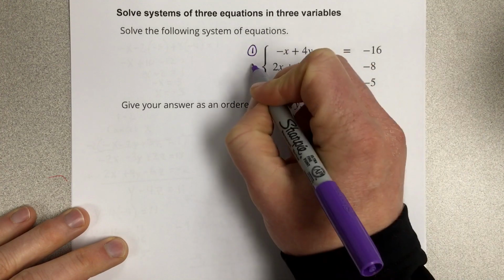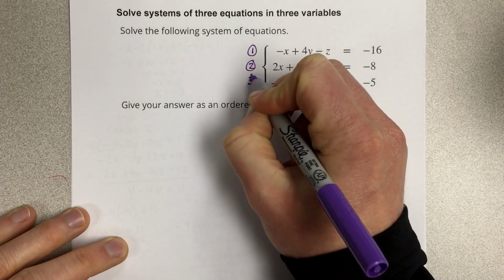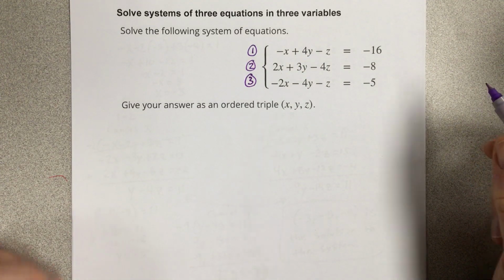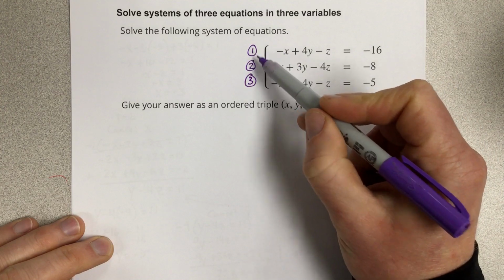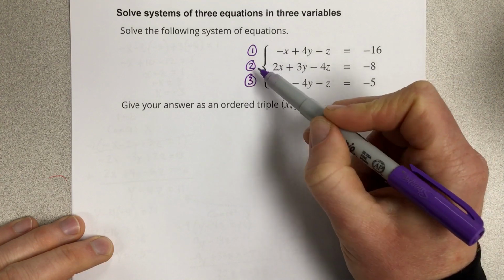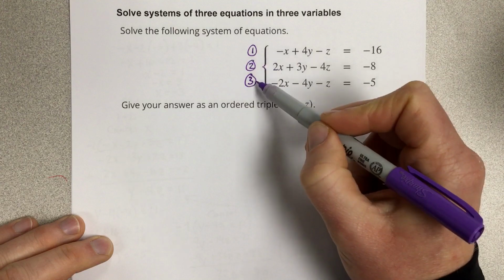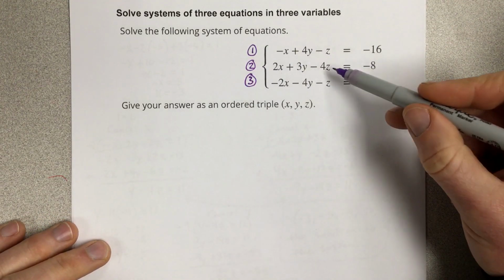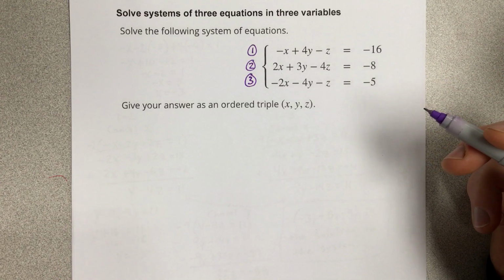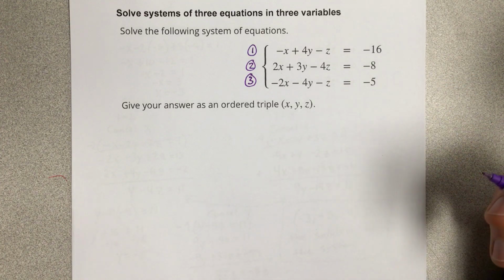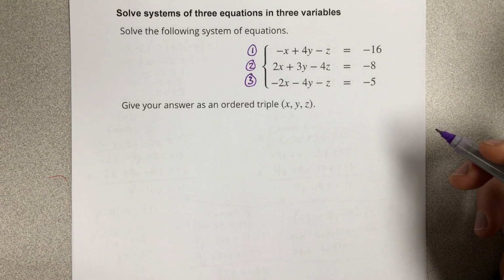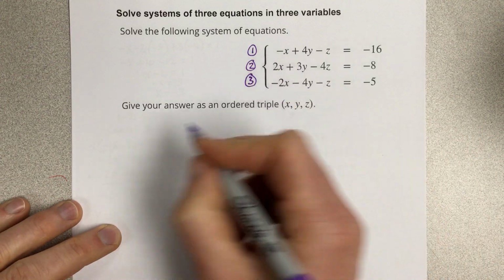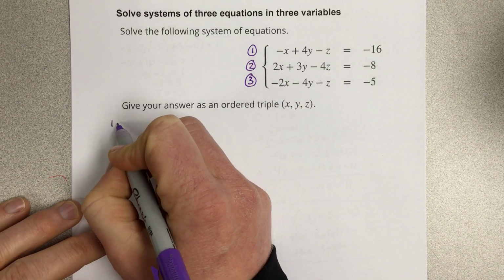I'm going to mark each of these as a different numbered equation. And what I'm going to do is combine the first and second equation and cancel a variable. And then I'm going to combine the first and the third equation and cancel the same variable. So I'm using the same equation with two different other equations to cancel out a specific variable. And then you can see where we're going after that is we'll take those two equations we get and then cancel another variable.